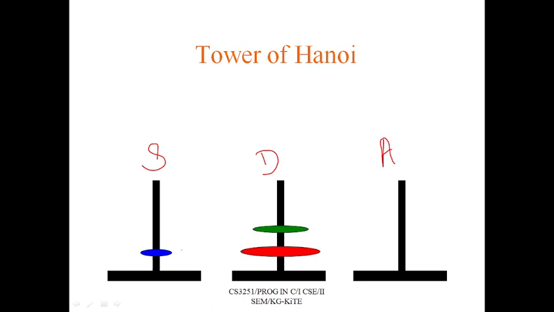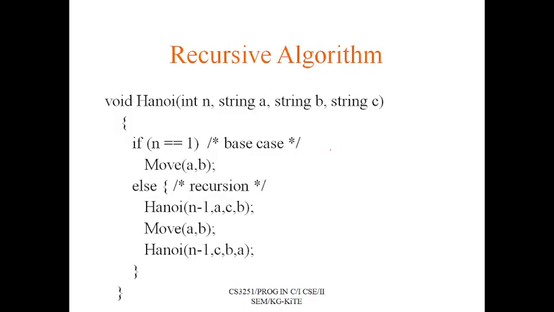When you count the number of disks here, there is only 1. When the source peg has only one disk, the problem is simpler, and we can directly move it from the source to the destination. If there are more disks over the last disk, that is the biggest disk, then those n minus 1 disks should be moved to the auxiliary, then the nth disk to the destination. That is the logic. All the disks have now been moved.